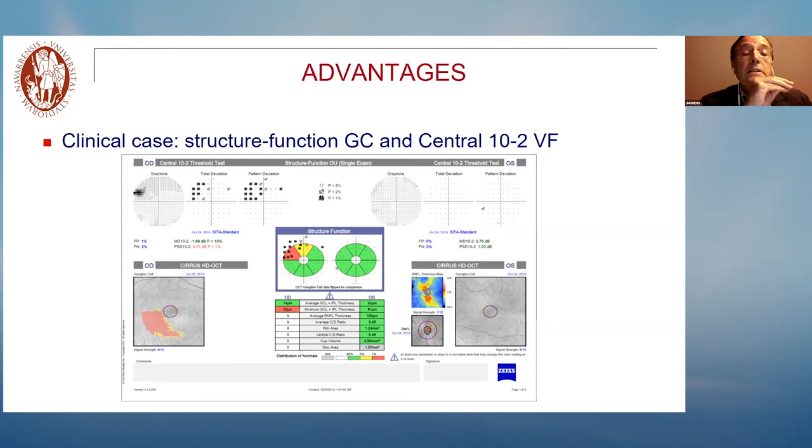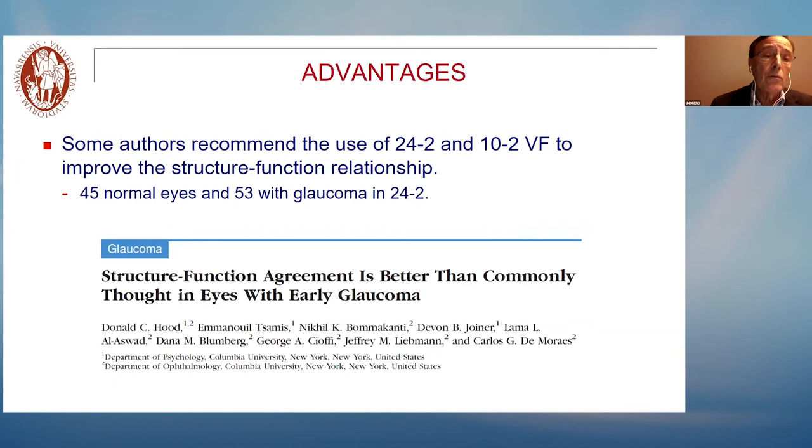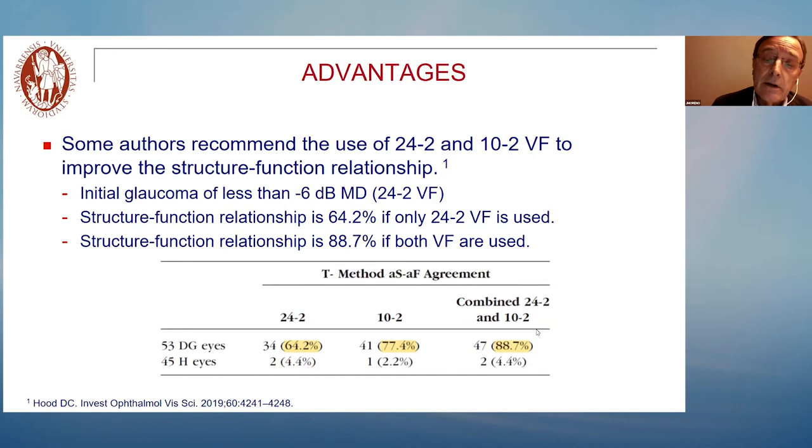This result indicates that the agreement also depends on the visual field that you are performing. That is an important thing because recently some authors recommended the use of both visual fields, 24-2 and central 10-2, to improve the structural and functional agreement. This is a study, for example, from the group from Columbia University that evaluated a group of patients with early glaucoma. And in this case, the agreement is around 90% if you perform the 24-2 visual field or the 10-2 visual field or both.